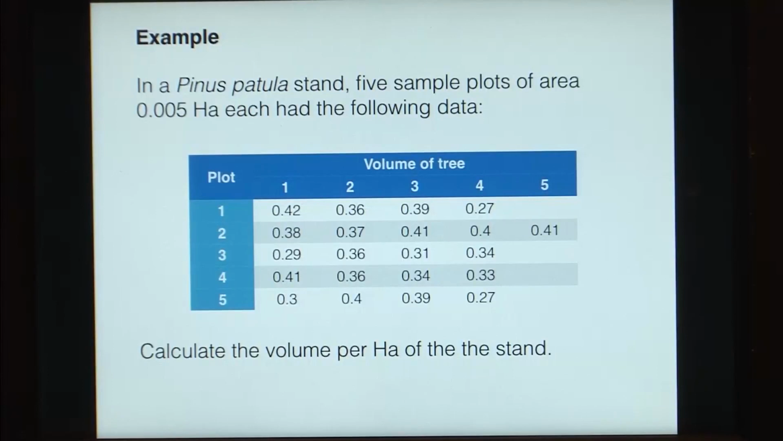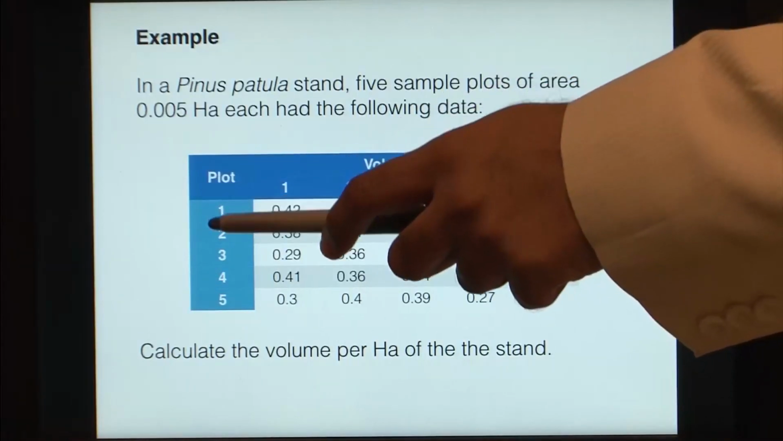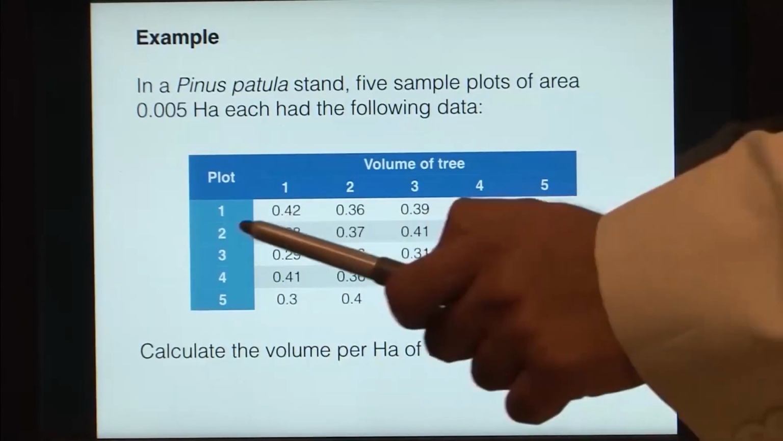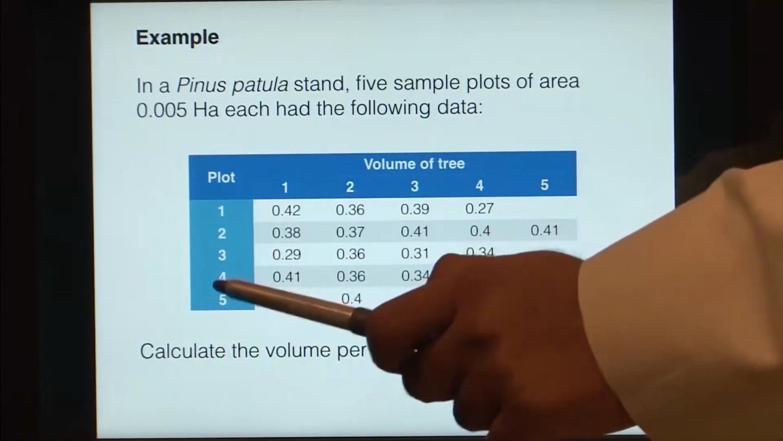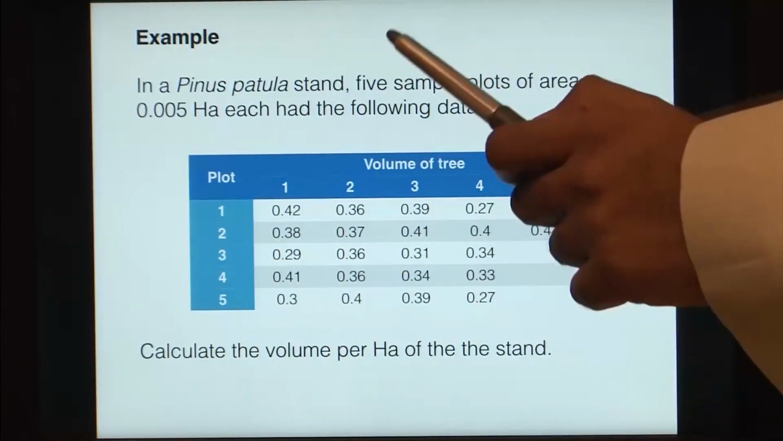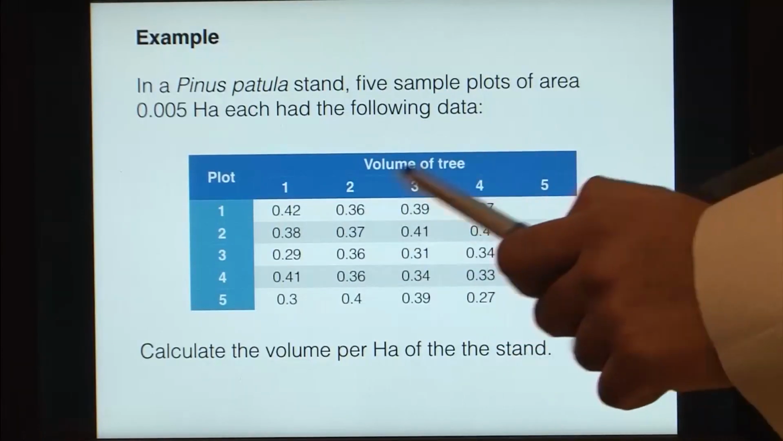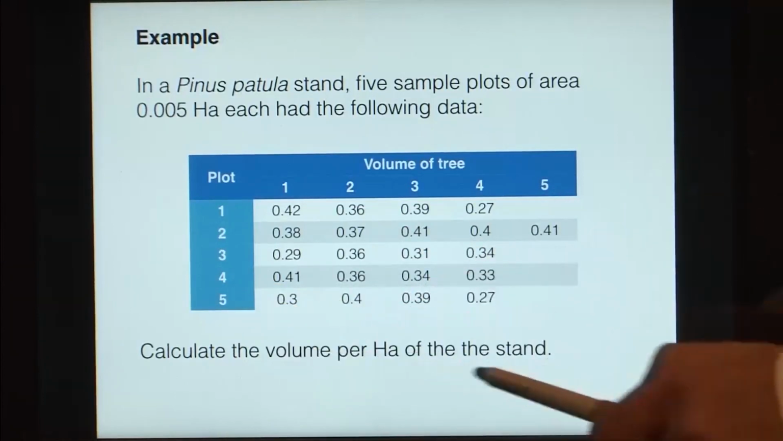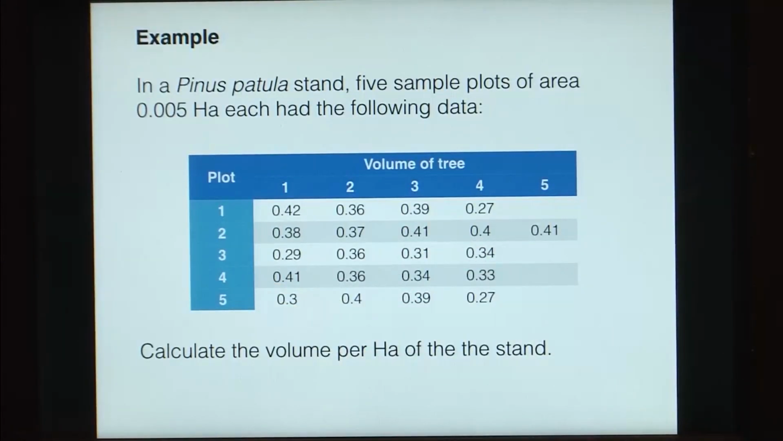In a Pinus patula stand, 5 sample plots of area 0.005 hectares each had the following data. Here we have 5 sample plots, 1, 2, 3, 4 and 5. Each sample plot has a different number of trees. The first plot has only 4 trees, the second plot has 5 trees and the other 3 plots have 4 trees each. The volume of all these individual trees has been computed and we are required to calculate the volume per hectare of the stand.